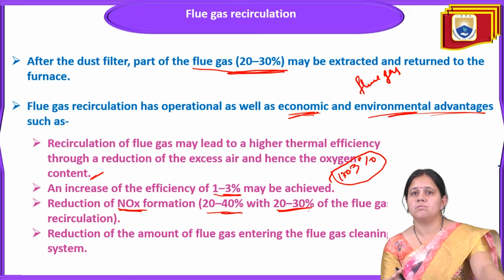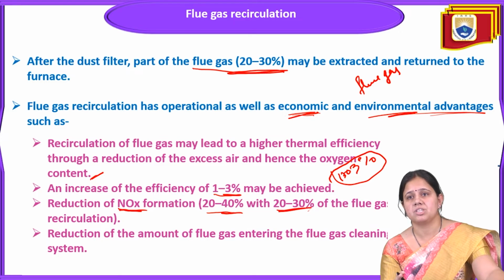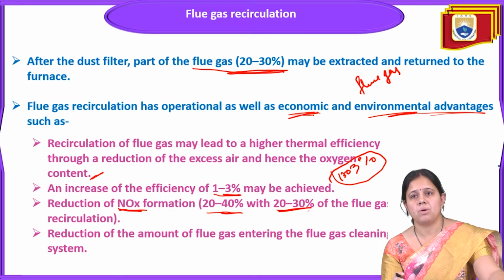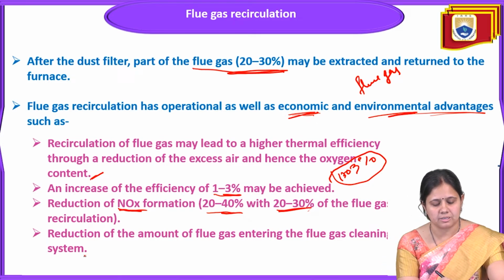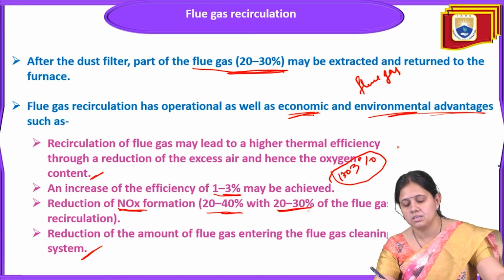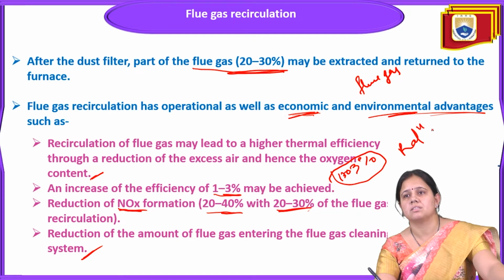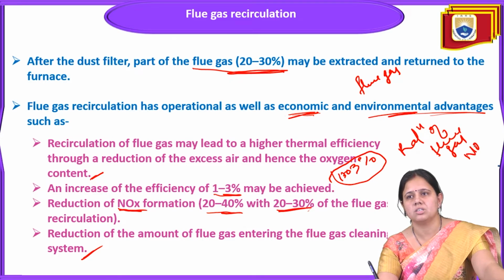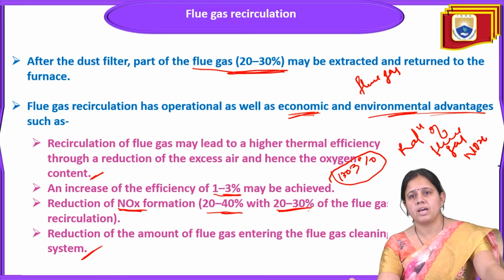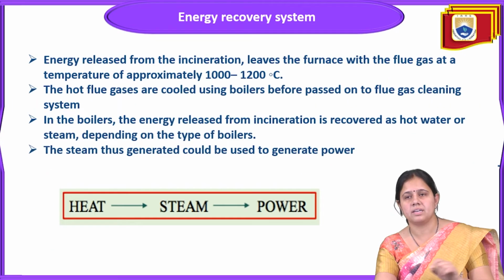So this flue gas recirculation will play a very important role, economically as well as with an environmental advantage, because it will increase the efficiency and it will reduce the NOx formation also. Next is the reduction of the amount of flue gas entering the flue gas cleaning system, along with NOx reduction. And next is the energy recovery system.